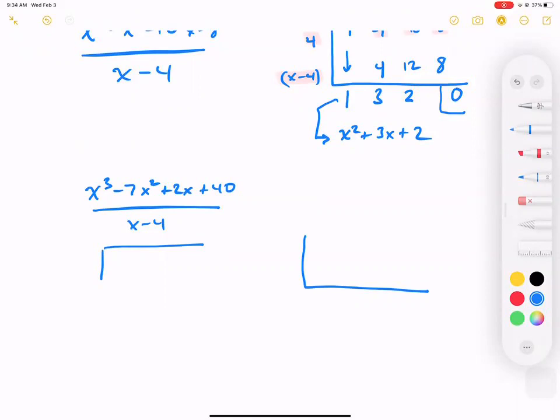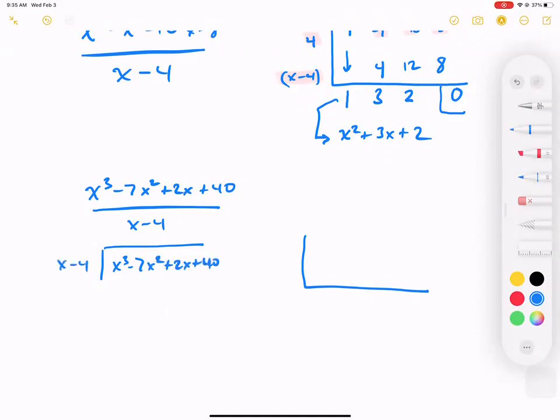Go ahead and write down the numbers that you would put here. And I'm going to write the numbers. You guys fill out this, I'm going to fill out this, but do not do the rest of it. Just fill it out. I'm going to write x cubed minus 7x squared plus 2x plus 40. And then I'm going to write x minus 4.